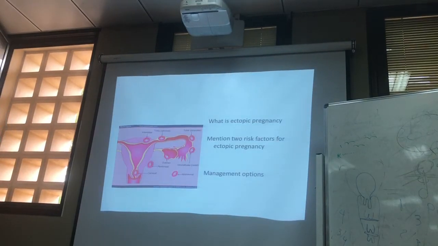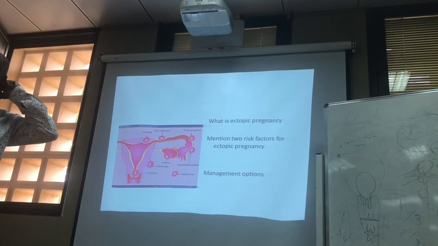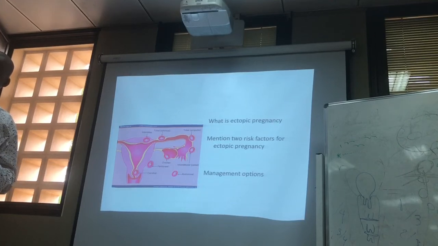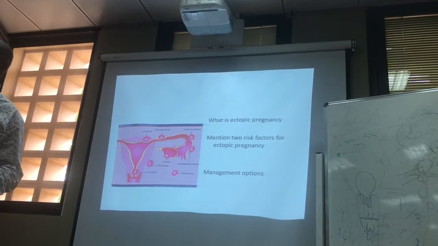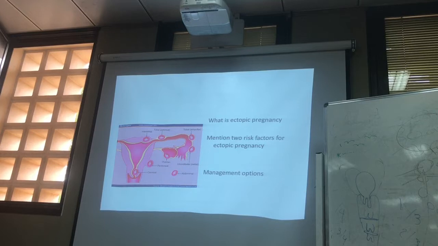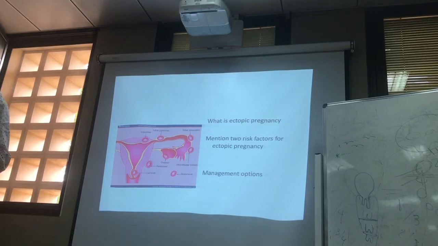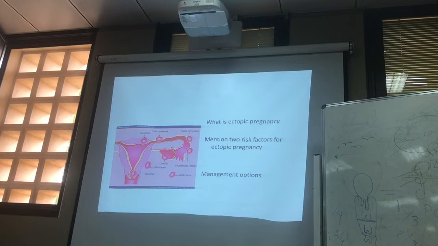Okay, ectopic pregnancy, definition. Easy. Implantation outside the endometrial cavity. Exactly. Okay, risk factors for ectopic pregnancy, mention two. What did you write? Previous ectopic pregnancy. Correct.